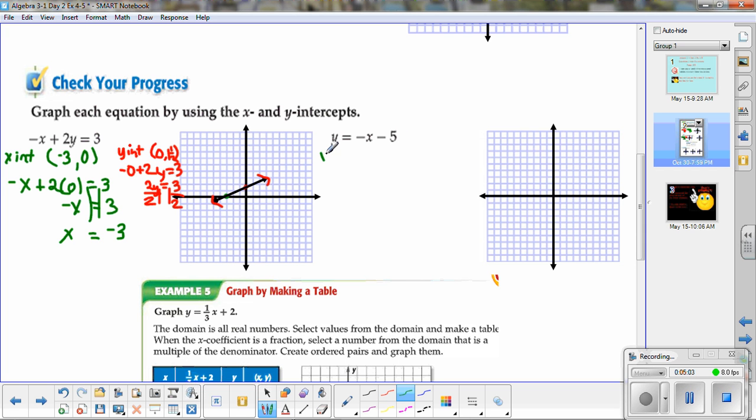In our next example, the x-intercept is when y is 0. So 0 equals negative x minus 5. You're going to want to add 5 to both sides to get x by itself. We have 5 equals the opposite of x. Therefore, x is going to equal negative 5. So we're going to go over to negative 5 on the x-axis. Right there is negative 5.